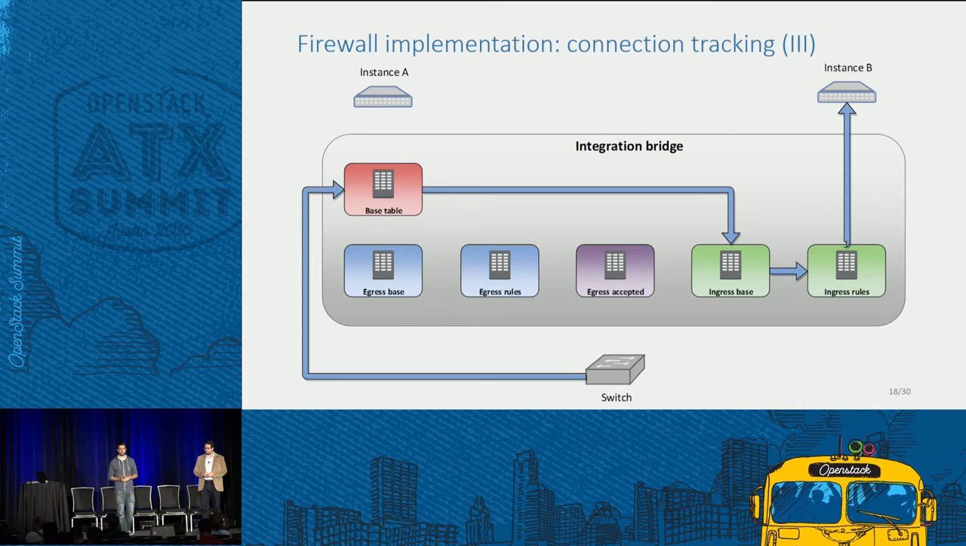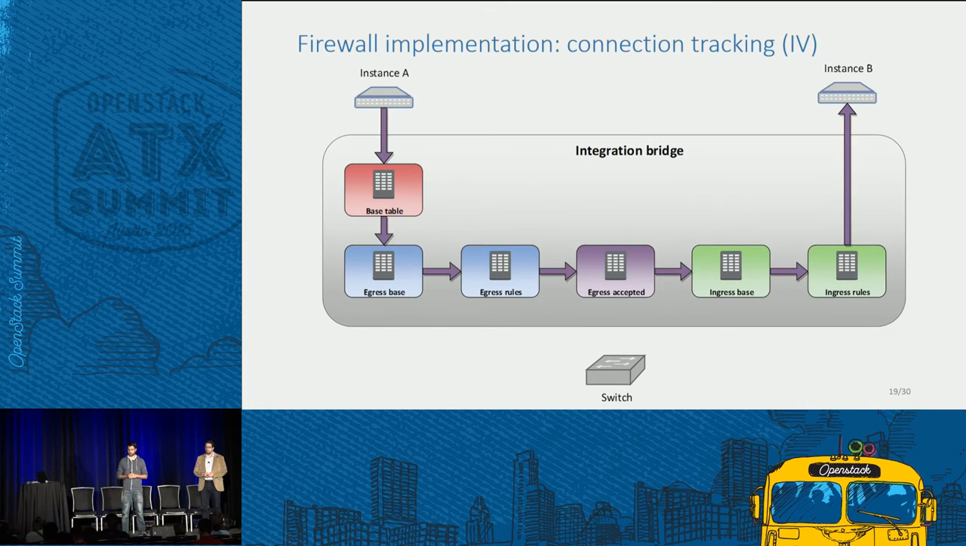And there is a special case where you don't have any connection to or from the outside, and it goes directly from one instance to the other instance. So it won't get outside. It's on the same network. So it goes from instance A through the whole pipeline to the instance B using the single conntrack table.